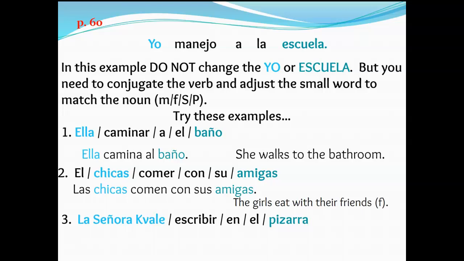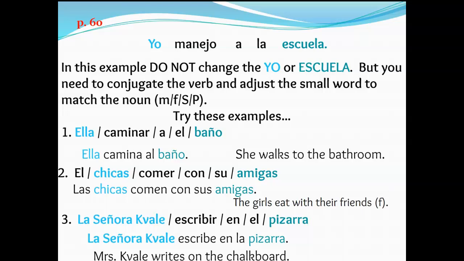All right, so La Señora Quali stays the same. Escribir, you take off the IR and you're going to conjugate it like one girl or she. So that's escribe. En never changes, so that stays the same. L does not match pizarra, so that has to become la. La Señora Quali escribe en la pizarra. And if you have to translate that, that means Mrs. Quali writes on the chalkboard or whiteboard. Okay? You'll need to know how to do slash sentences because those will be on your assignment that you need to do over the weekend.